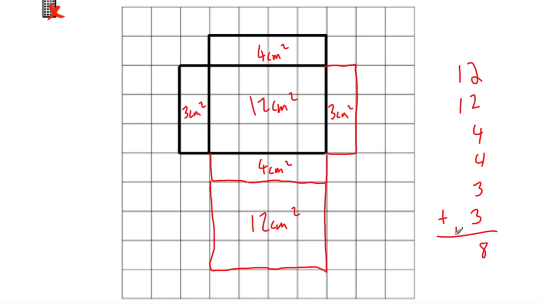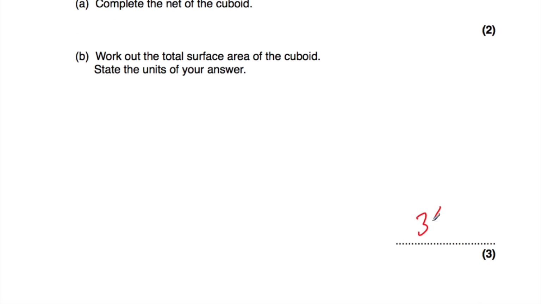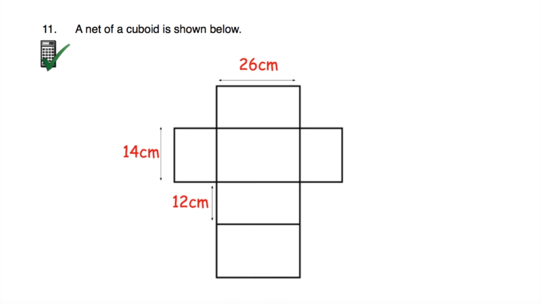So put the 8 down, carry our 1. And 1 plus 1 plus 1 is 3. So that means the total surface area of this cuboid would be 38 centimeters squared. And that's it. Okay, let's look at our next question, question number 11.